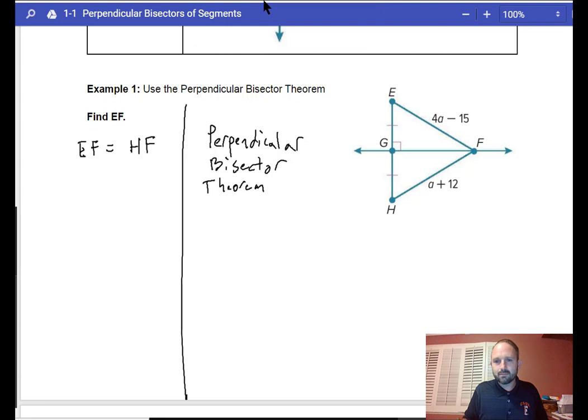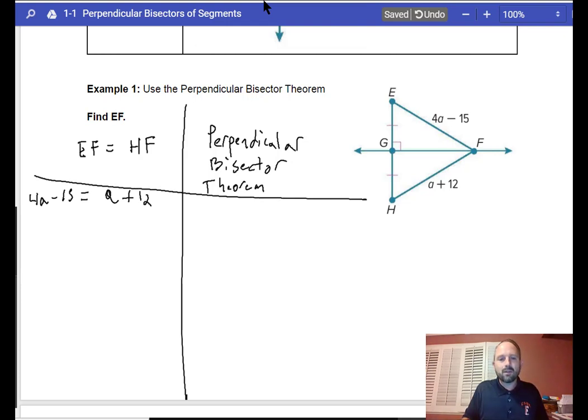Next up. So we know that we can substitute the values. EF is 4a minus 15. So we can write 4a minus 15 is equal to a plus 12. And what is it called when we switch it out? Well, when we switch it out, it's called substitution.